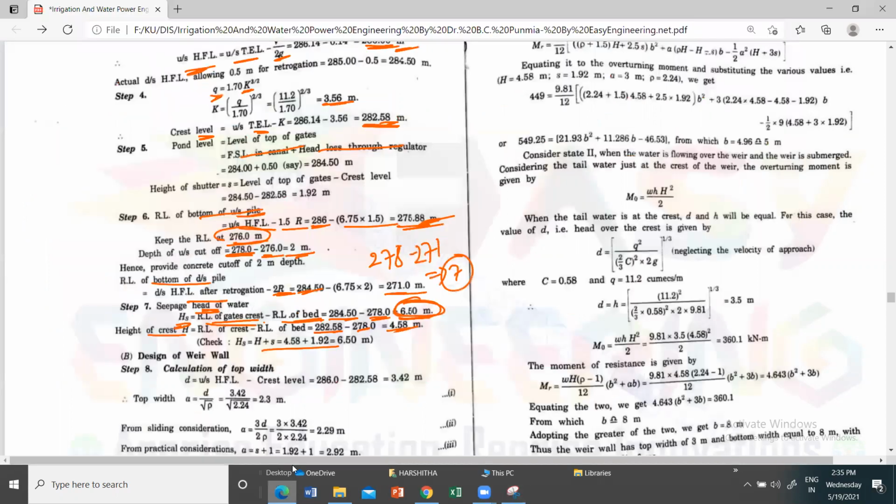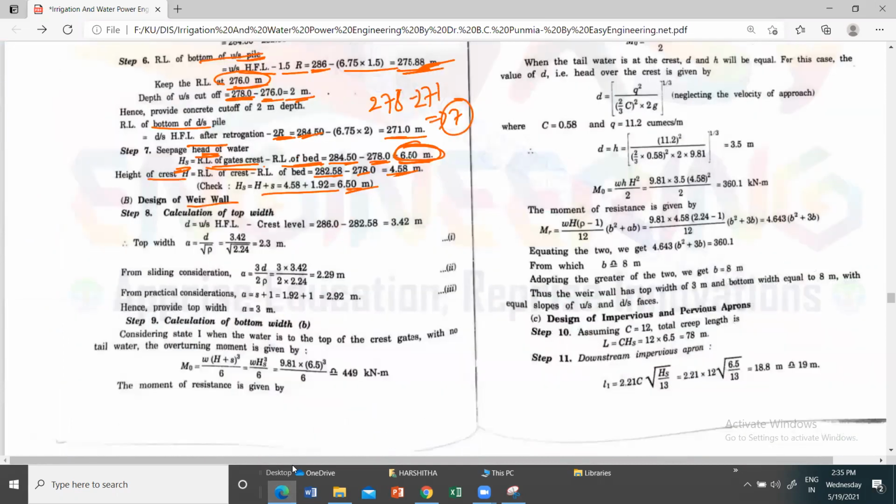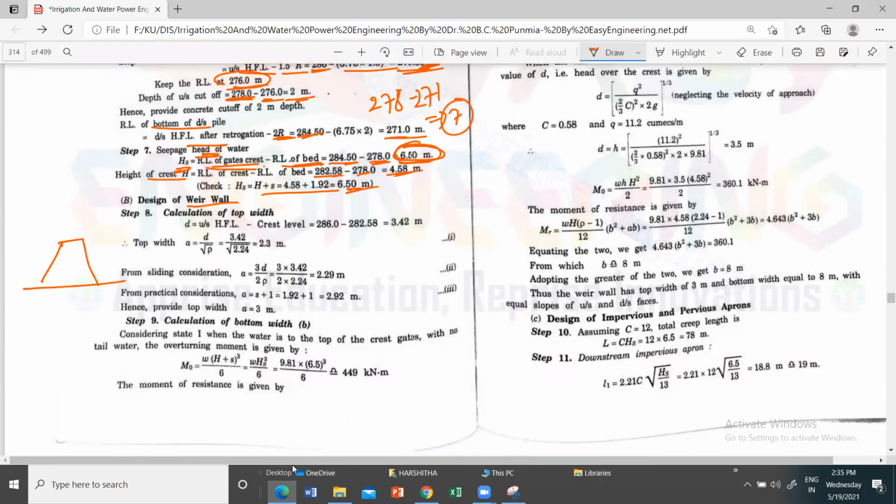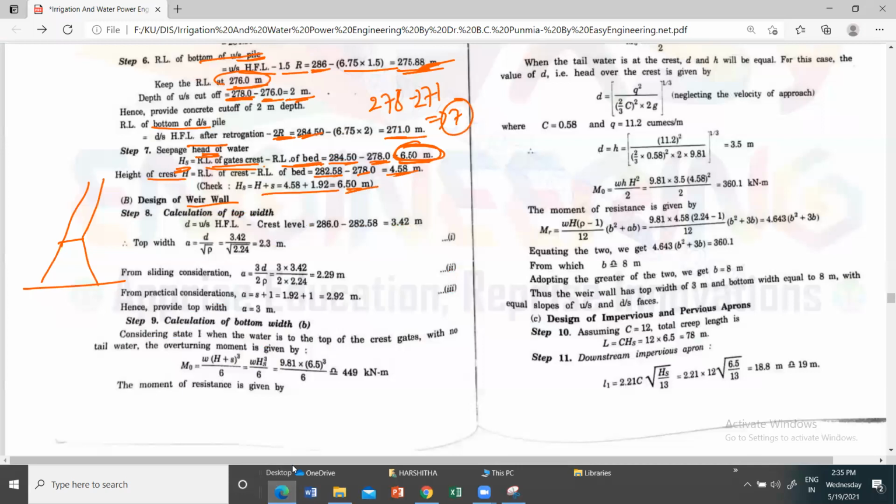Okay. So after calculation of seepage head, we need to calculate the design of the weir wall. So this is the weir wall. Actually this is the weir. The length of the weir we have calculated: L is equal to 4.75 root Q. So from this formula we calculate the length of the weir.